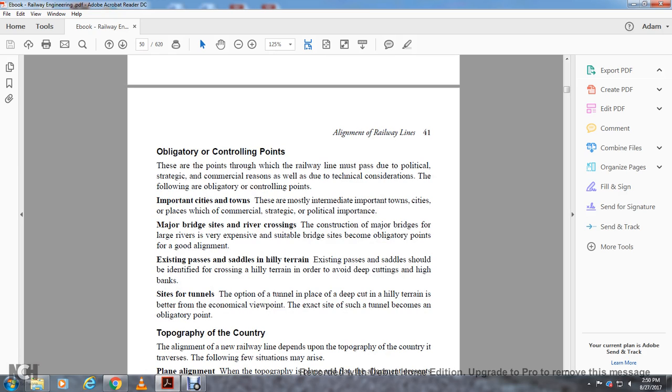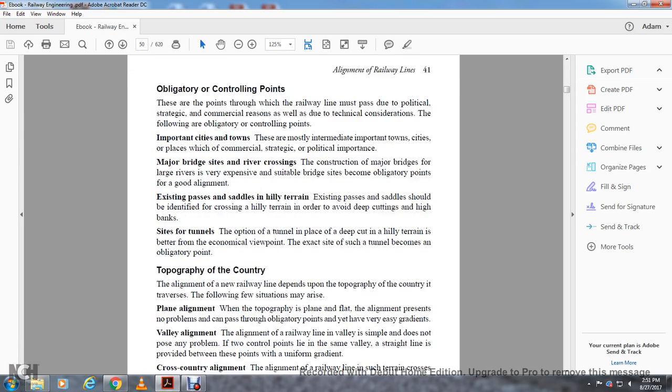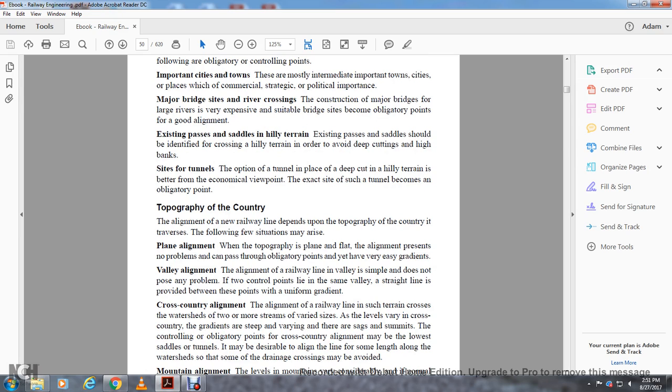The operation of the tunnel in deep cut and highly uneven terrain is better from the economical viewpoint. The exact size of the tunnel becomes an obligatory point. The alignment of the new rail line depends on the topography of the country, and it traverses the following few situations as may arise.